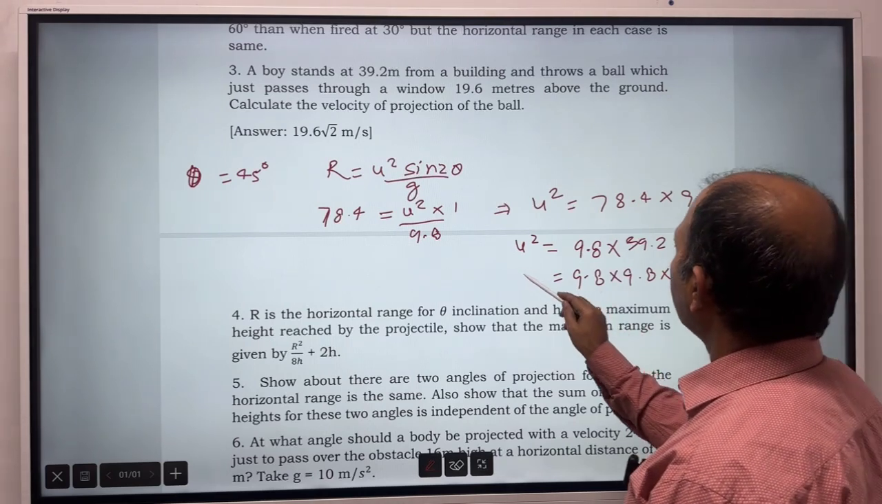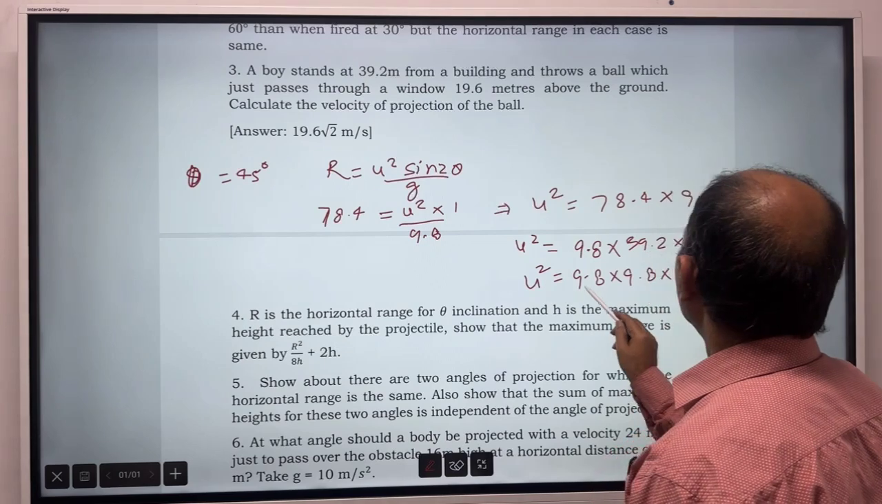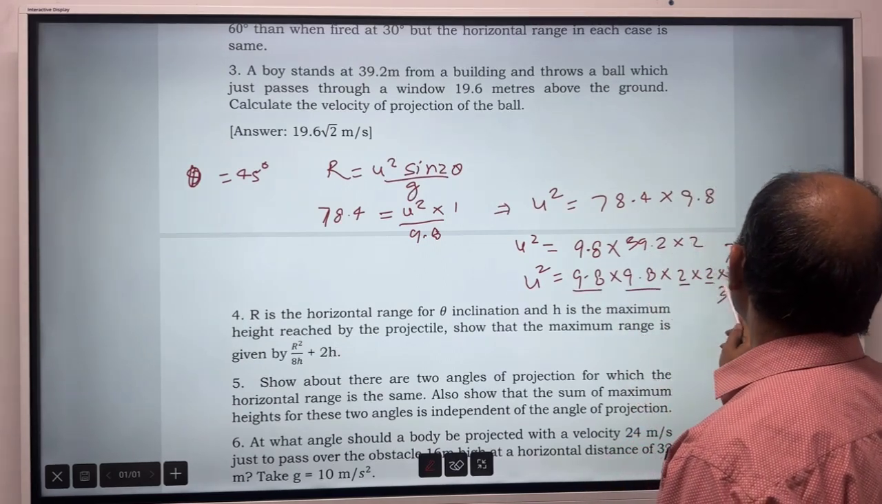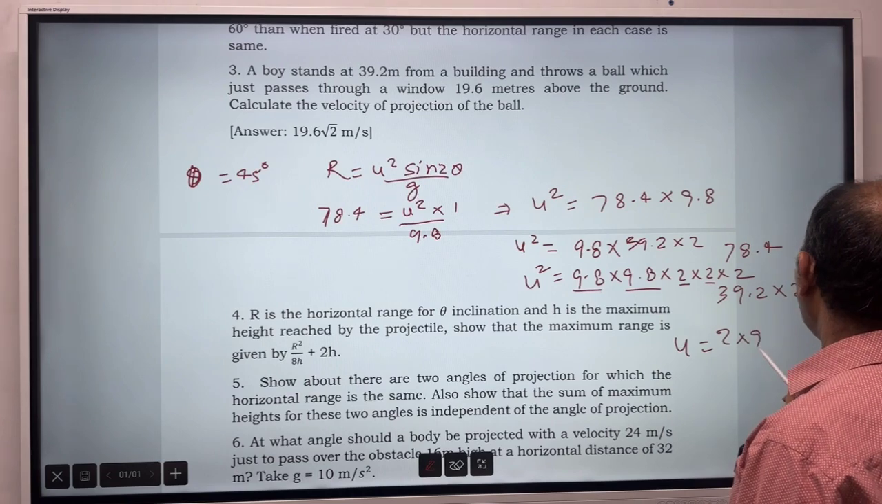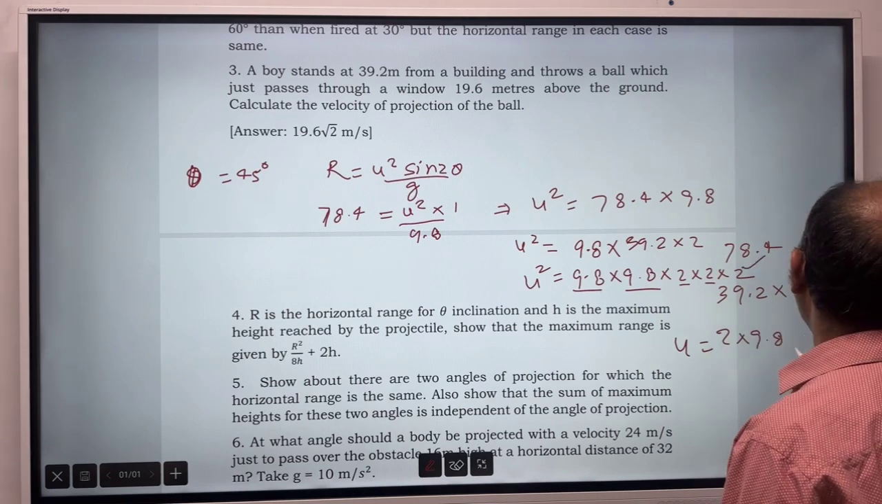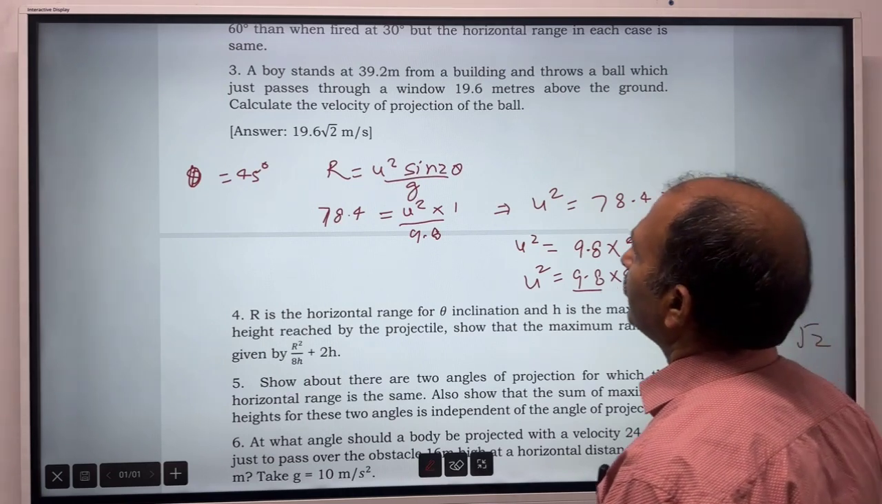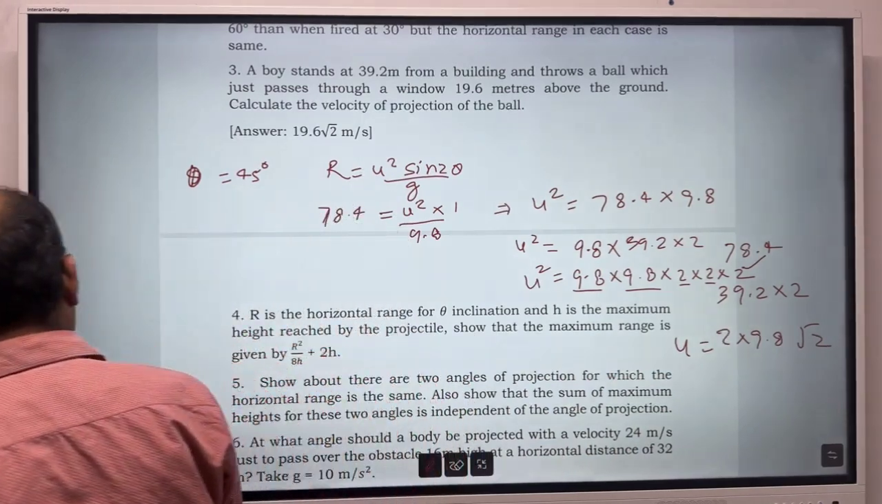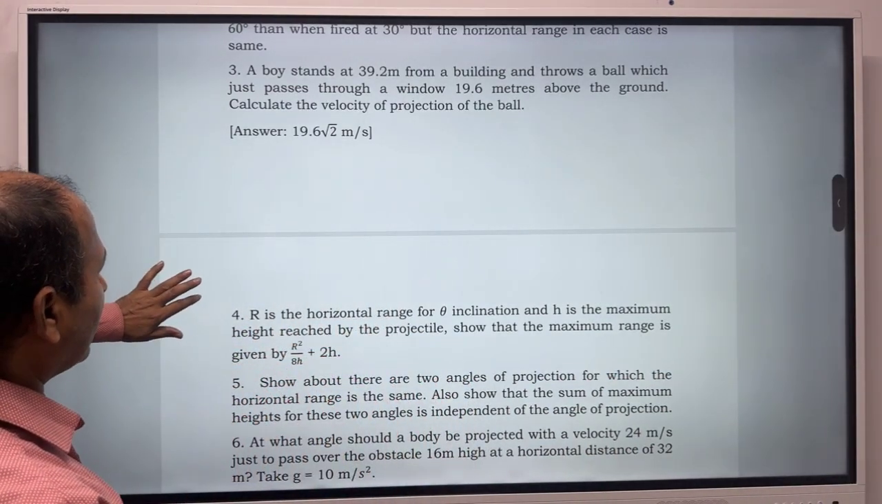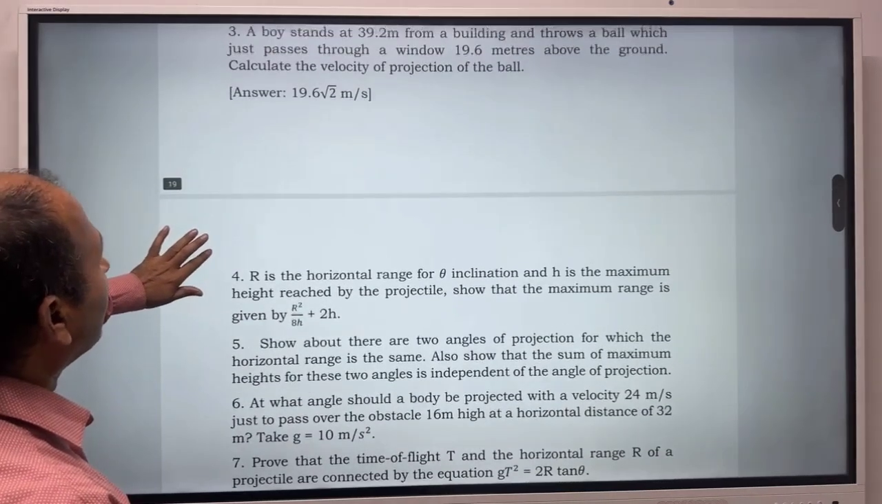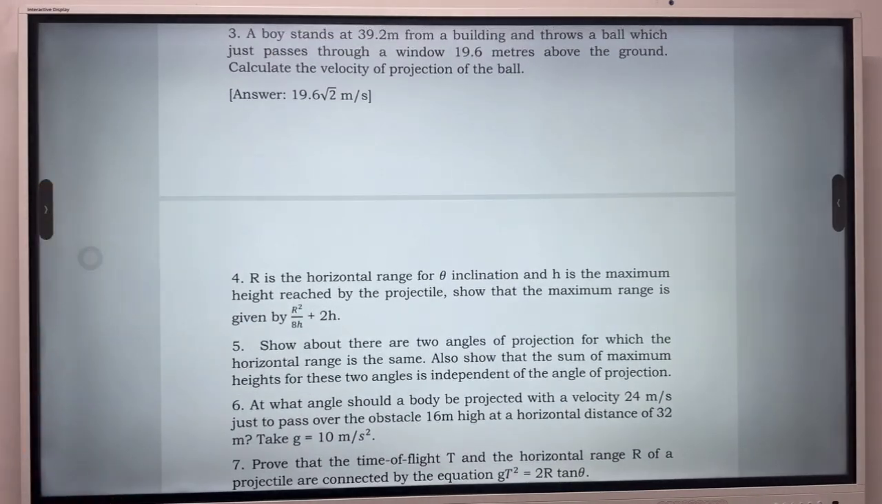So here this is u square. Now 9.8, 9.8, 2, 2, these are in pair. So u will be equal to 2 into 9.8 and then one 2 will be left, that will be root 2. So this is how you can get it, or you can directly multiply and then get the answer. There is no problem.